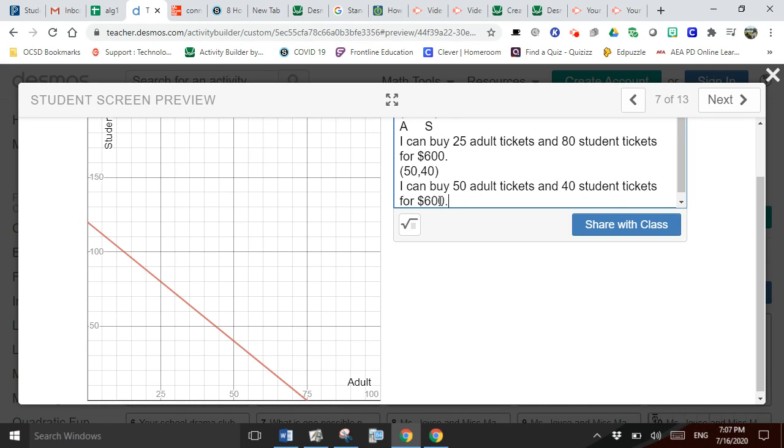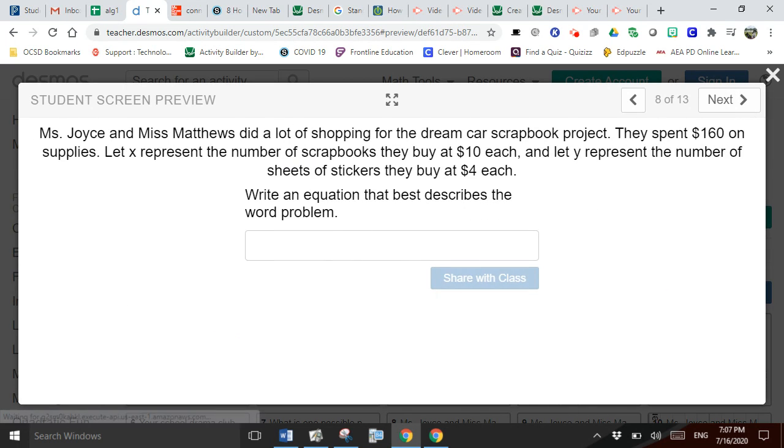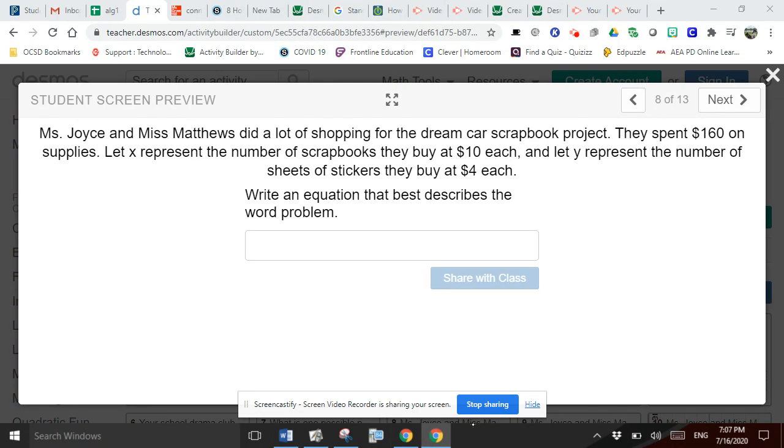So you should be able to move forward with this and finish up your homework. You're going to take a look at another scenario, which has to do with a scrapbook project and buying stickers and scrapbooks. And you're going to do some analysis kind of like what you just did. So move forward, and I will catch up with you tomorrow where we actually move into some graphing.